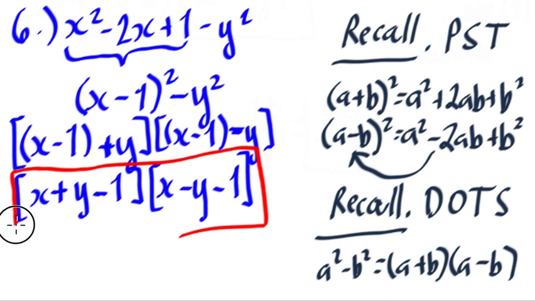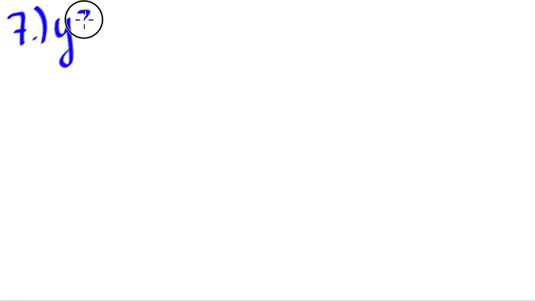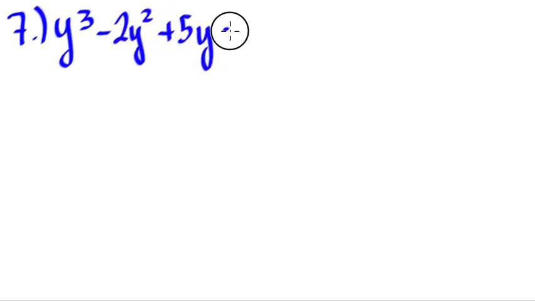Quite not what we expected, since we have applied perfect square trinomials and difference of two squares here, right? So let's proceed to number 7 now. This is our last number here. Number 7 is showing us y cubed minus 2y squared plus 5y minus 10.